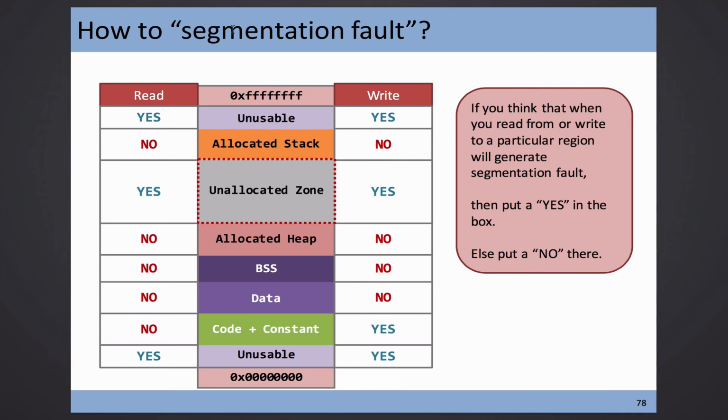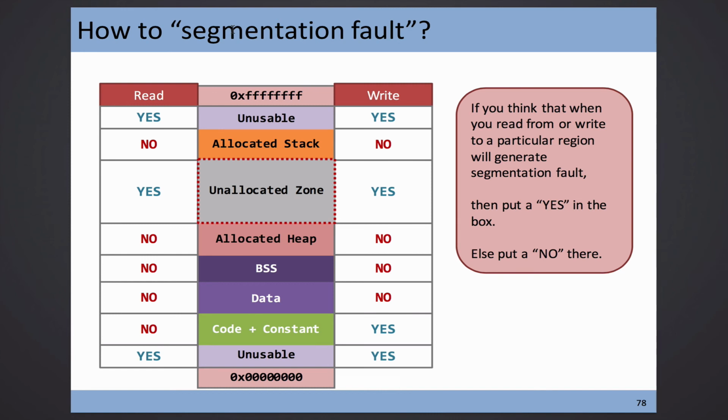Okay? And what are the remaining areas that will generate guaranteed segmentation faults? The unallocated zone, the zone that you didn't allocate. And the unusable area above the stack. Okay, so these 1, 2, 3 are certain segmentation faults when you try to dereference an address there. Okay, now you get some picture here. Now I ask you why you get segmentation faults.